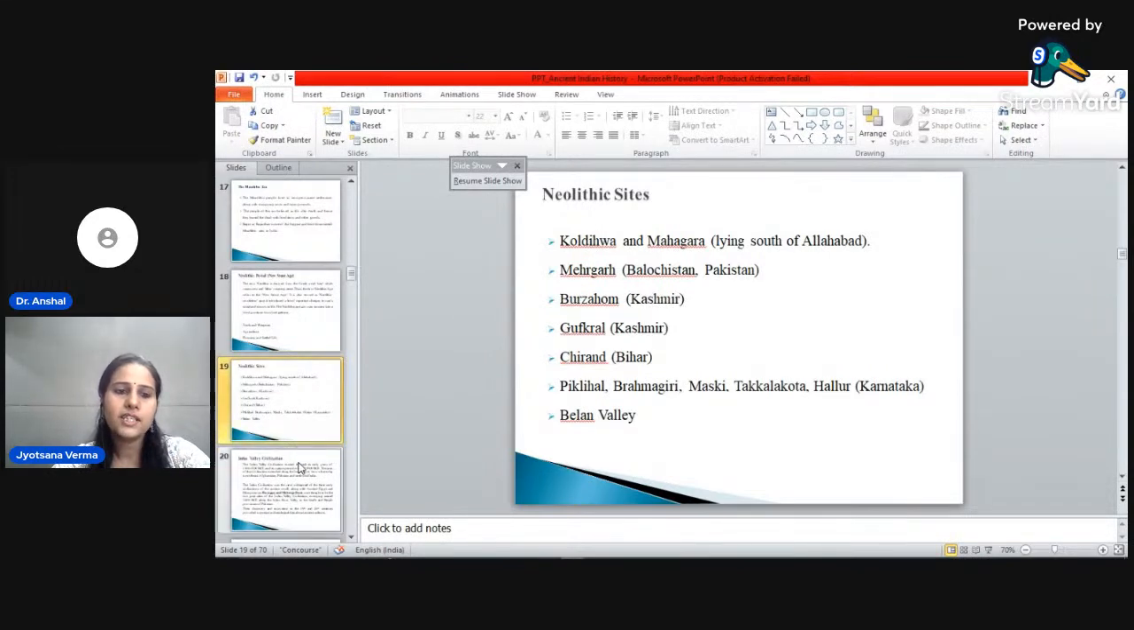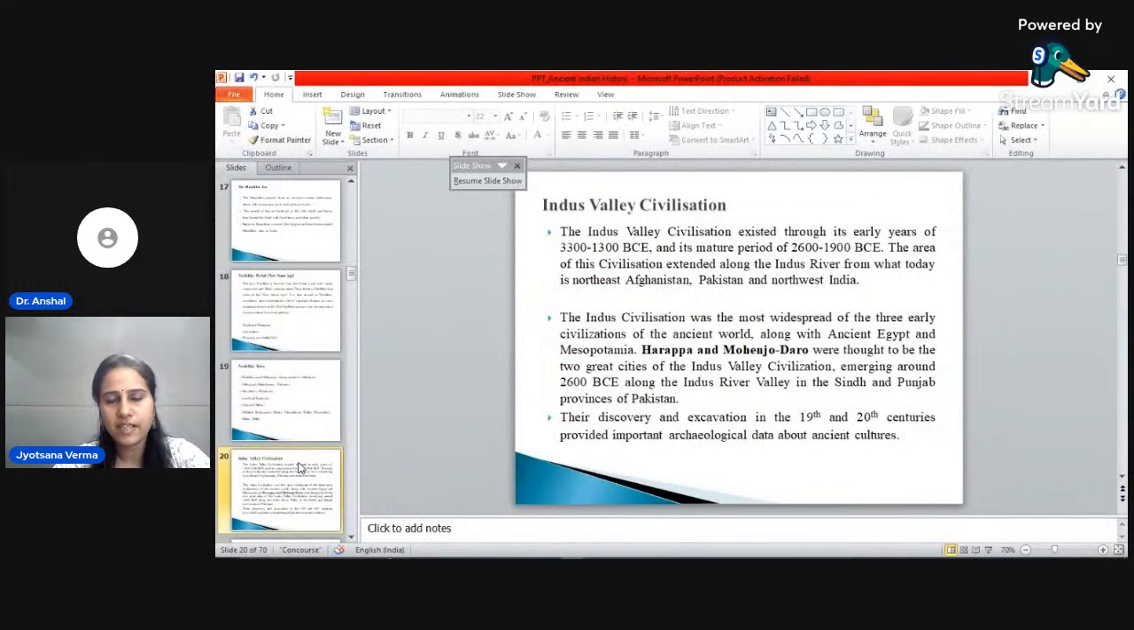So the next phase of ancient Indian history is the Indus Valley Civilization. Basically, the Indus Valley Civilization existed in its early years between 3300 and 1300 BC, and the mature period of this civilization was between 2600 and 1900 BC. The area of this civilization extended along the Indus River from today's northeast Afghanistan, Pakistan and northwest India. Basically, the Indus Valley Civilization was the most widespread of three early civilizations of the ancient world, along with ancient Egypt and Mesopotamia. Mesopotamia and Egypt were contemporary civilizations of the Indus Valley Civilization.